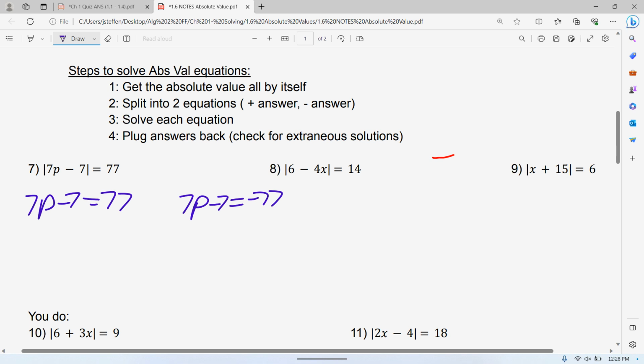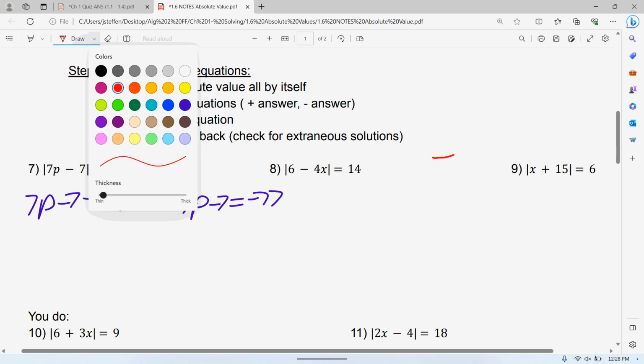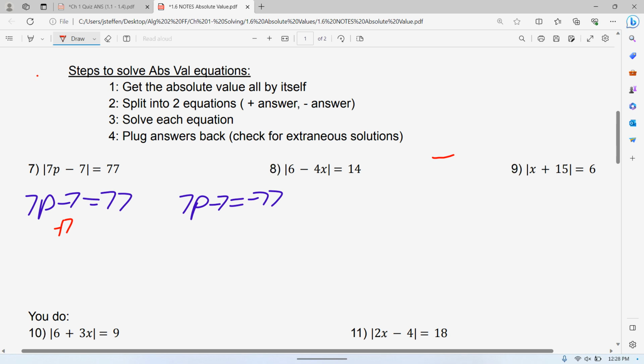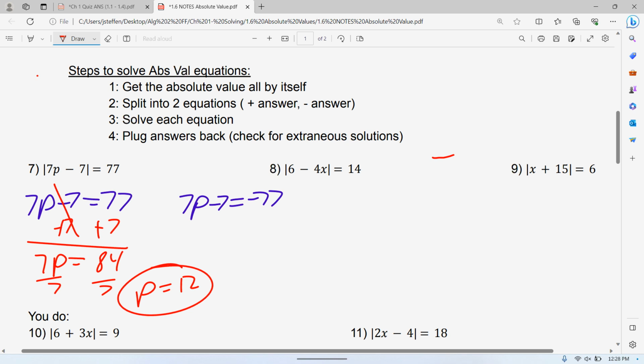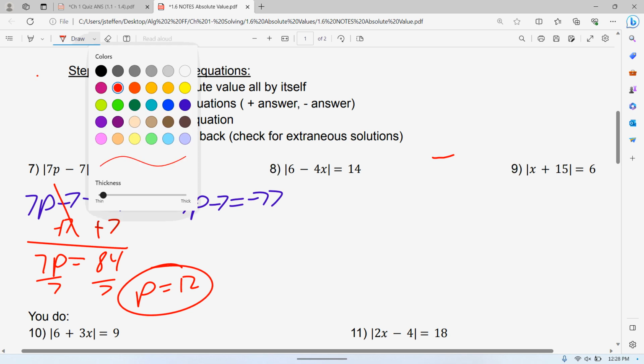So that's step 2. Step 3 is you're going to solve each equation. This is the work of this one, but it shouldn't be too bad. We've been doing a lot of solving recently. So 77 plus 7 is 84, I believe. Divide both sides by 7, I get p is equal to 12. So that's one of your answers. And then you solve the other equation, same exact thing.